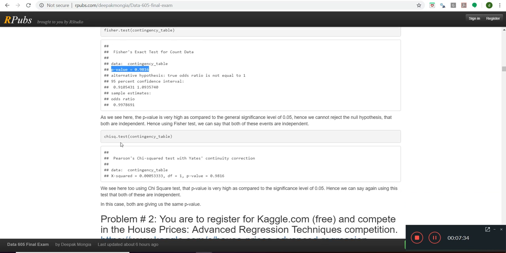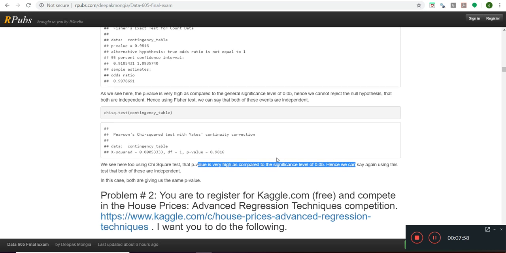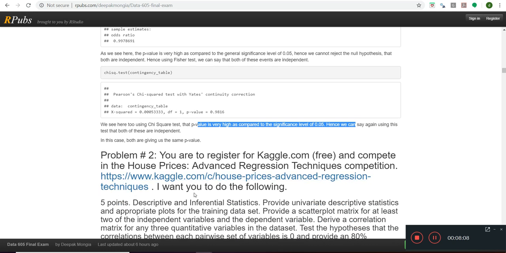Now we'll use the chi-square formula given in R, chi-square dot test, and we'll use it on the contingency table, and the p-value comes out to be 0.9816, which is exactly the same as the Fisher test in this scenario. So again we can say the p-value is very high, so we cannot reject the null hypothesis, and we can say that both these events are independent.